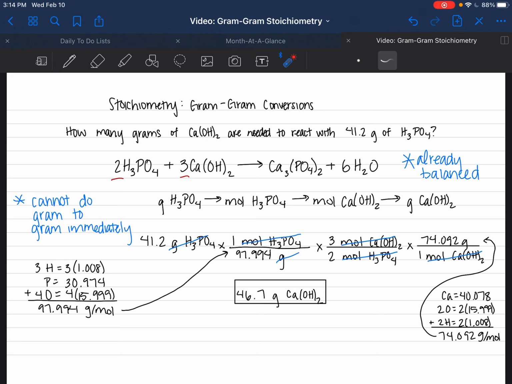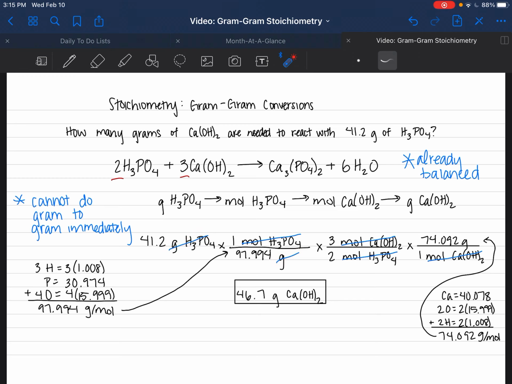So we were told we have 41.2 grams of that phosphoric acid. We know based on molar mass, which we calculated over here on the left, that 1 mole of that phosphoric acid is equal to 97.994 grams. So notice the grams will cancel out right there.